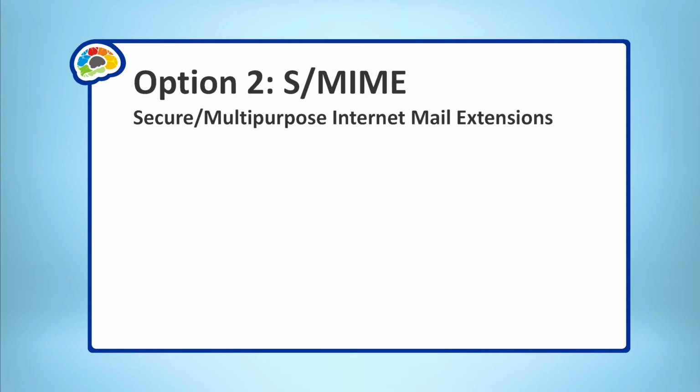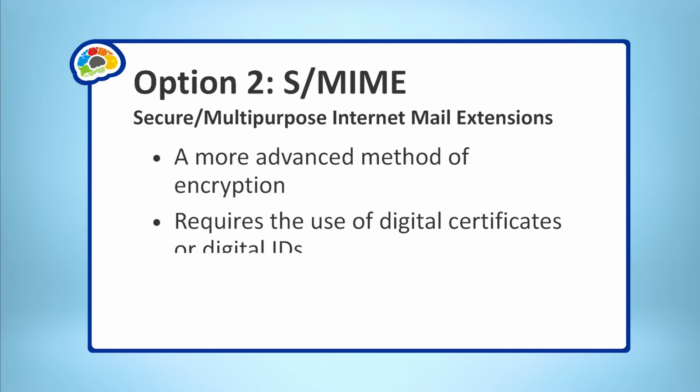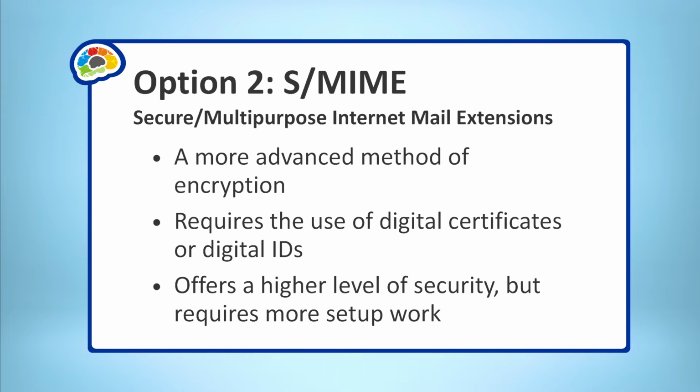The second method of email encryption is S-MIME. You spell it with an S, followed by a slash, then the letters MIME, like a mime you would see performing in a theater. It stands for Secure Multi-Purpose Internet Mail Extensions. It's a more advanced method and requires the use of digital certificates or digital IDs. S-MIME offers a higher level of security, but it requires more setup work.